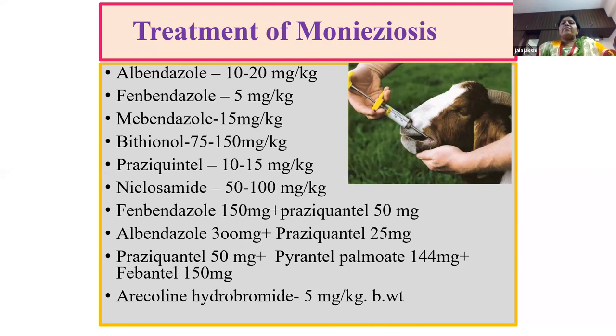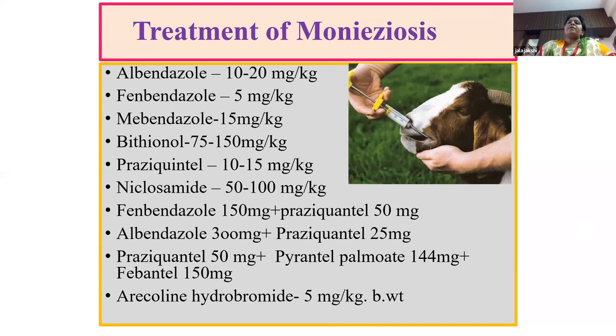Fenbendazole can be used even in pregnancy, but we found a lot of anthelmintic resistance in field conditions. So niclosamide, praziquantel and albendazole are the safe drugs to be used by sheep farmers for the control of these tapeworm infections. We can also use another drug, arecoline hydrobromide. It is called Pachivakka in Telugu. It can be used at a dose rate of 5 mg per kg body weight as a safe and economical drug while grazing these sheep in forest lands.